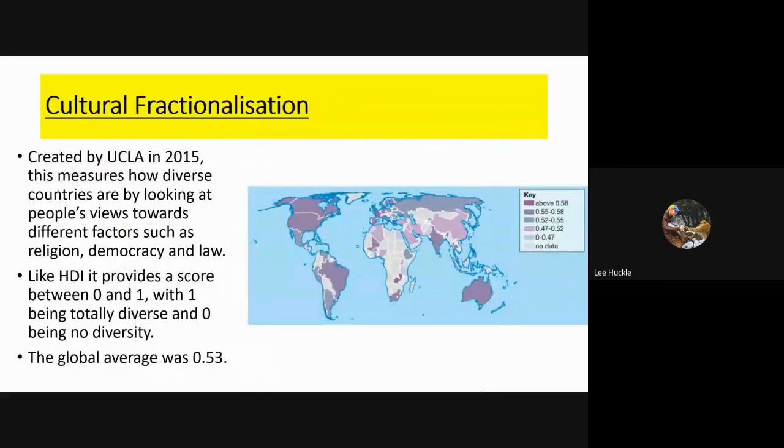We then moved on to look at this idea of cultural fractionization. Now, again, revisit this in your notes. And what it is, it's a measure. It measures how diverse countries are by looking at people's views towards different factors such as religion, democracy, and law. And like the Human Development Index, it provides a score between 0 and 1. So what you can see is how culturally fractionalized are different nations of the world.